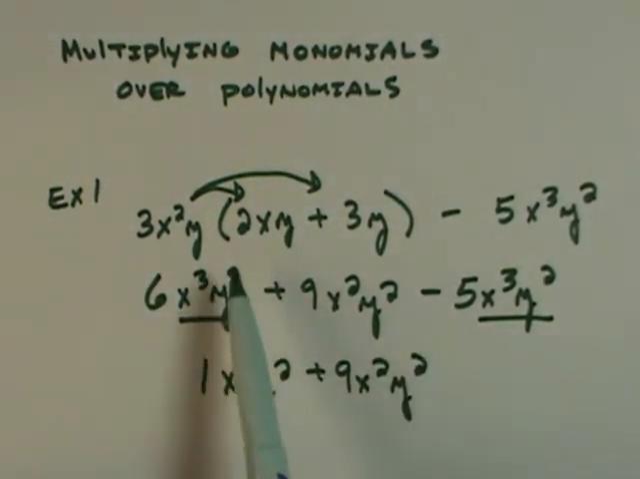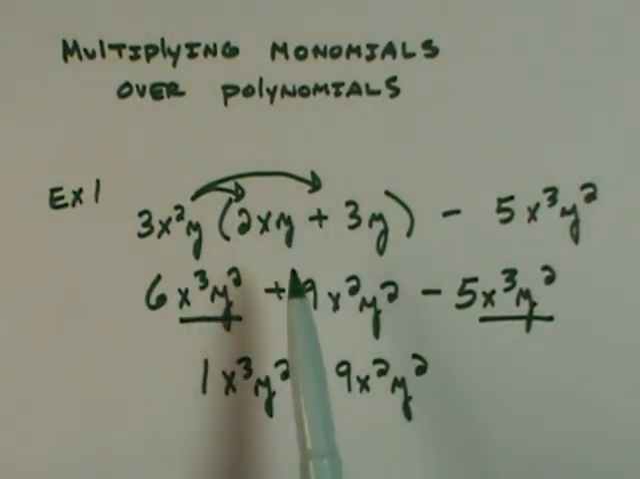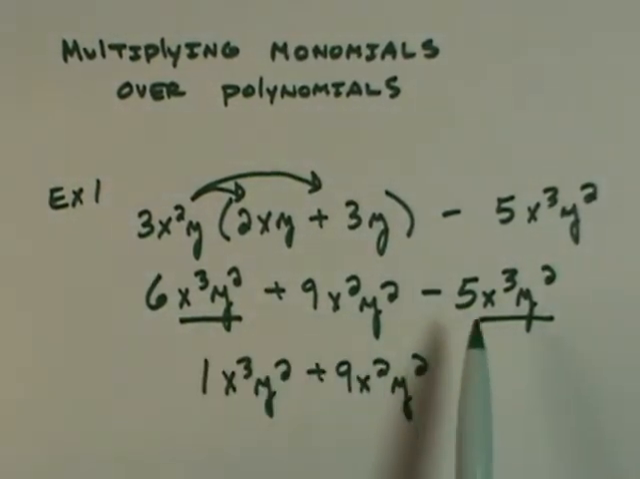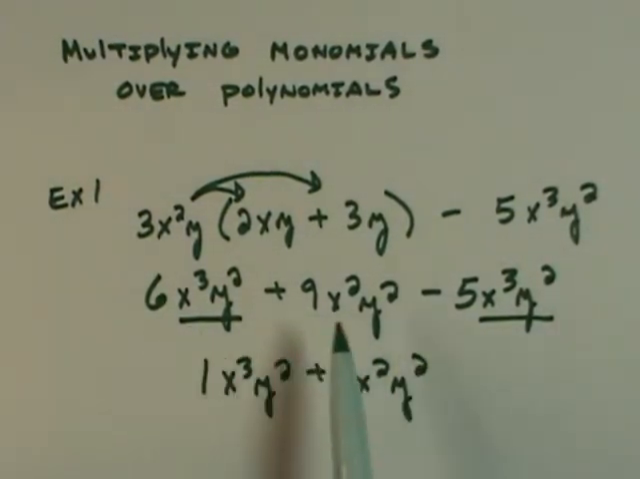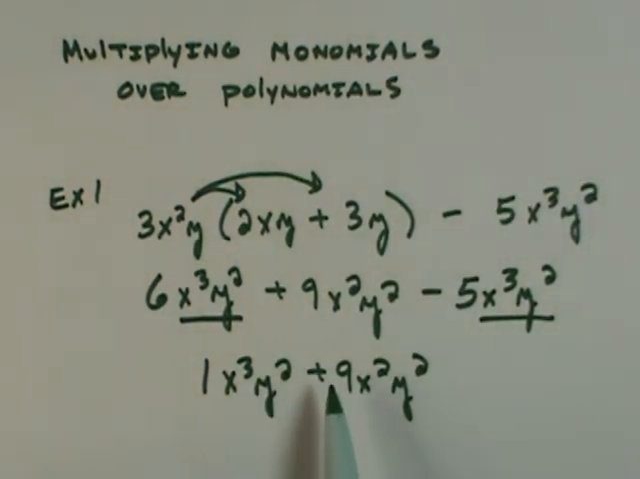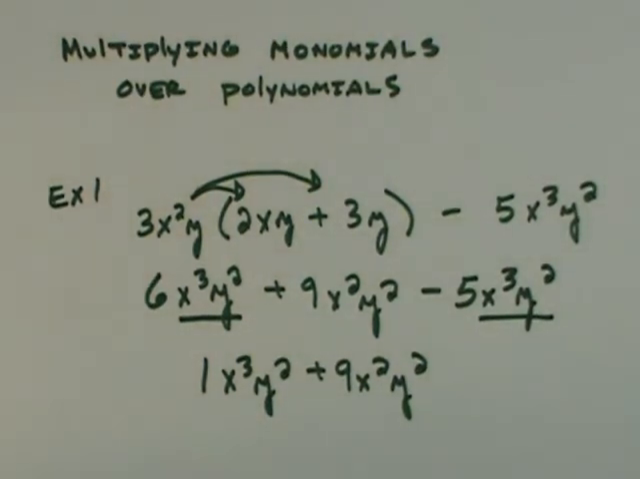Again, the concept is that when you multiply, the exponents will change, but when you add and subtract, you cannot change the label. You create no new animals. And so in this case, 6 take away 5 was just the 1, x cubed y squared, and then we had the 9x squared y squared. Because those were different, you couldn't add them, so your final answer is a binomial. That's example 1 for multiplying monomials over polynomials.